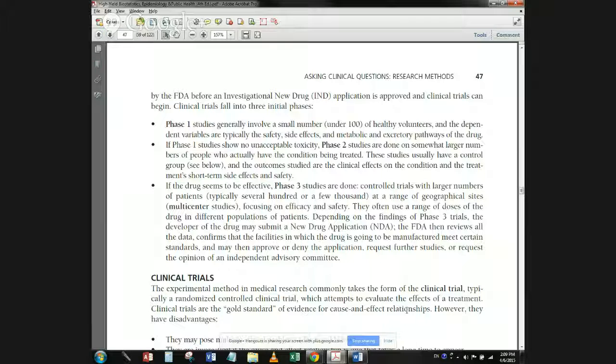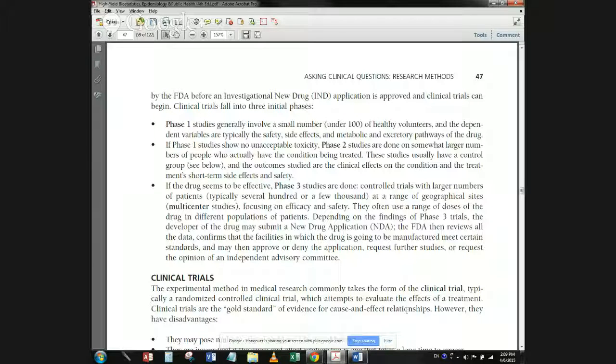Depending on the findings of Phase 3 trials, the developer of the drug may submit a new drug application. The FDA then reviews all the data, confirms that the facilities in which the drug is going to be manufactured meet certain standards, and may then approve or deny the application, request further studies, or request the opinion of an independent advisory committee.